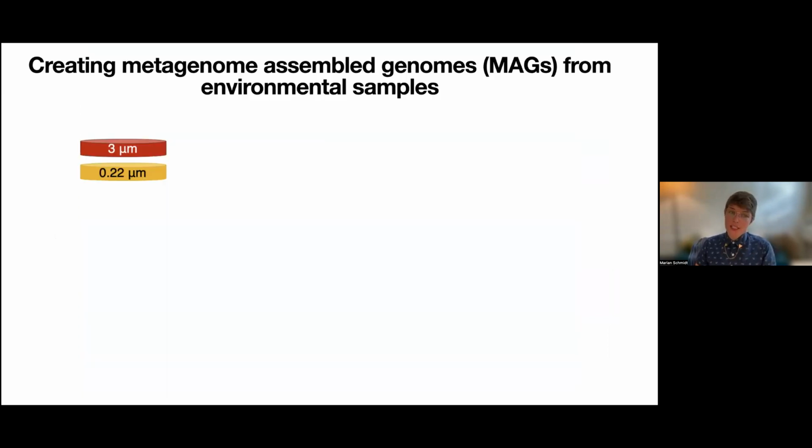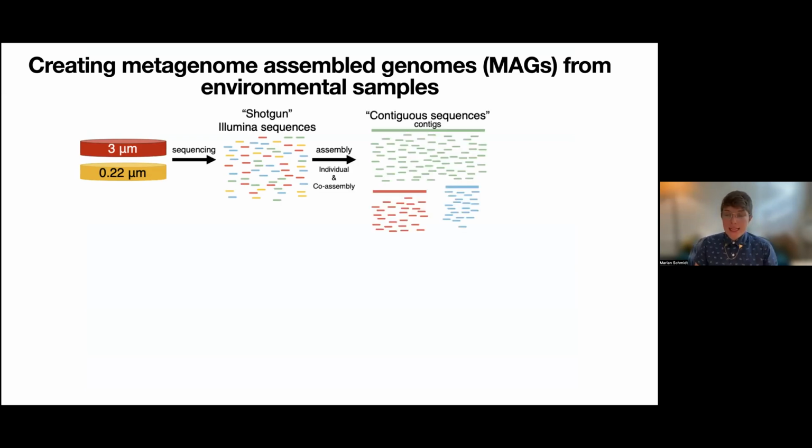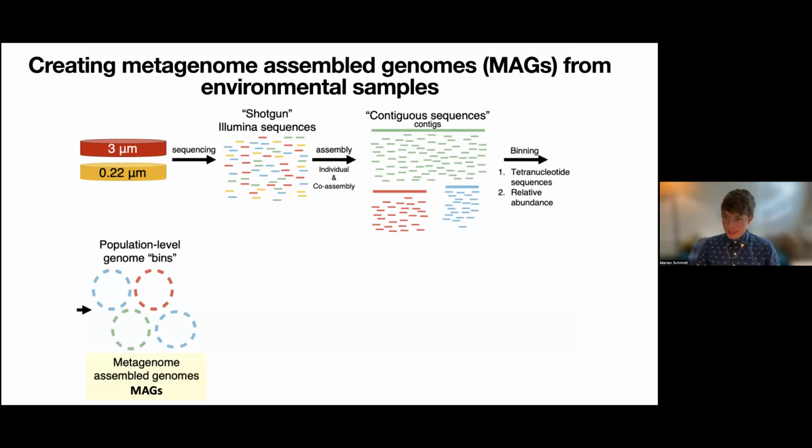And I took these two fractions as I showed you before, and then I did Illumina shotgun sequencing. I assembled them into contiguous sequences. I performed binning based on the tetranucleotide sequences and the relative abundance to form population level genome bins. And this is also referred to as metagenome assembled genomes, or MAGs. This is what I was referring to as genomes in quotes earlier.